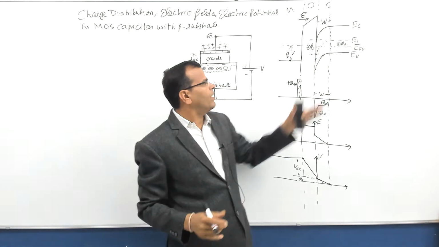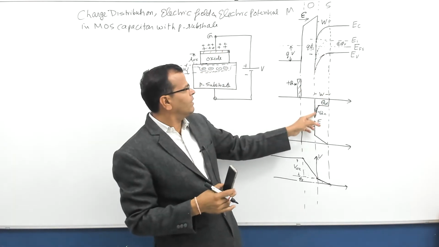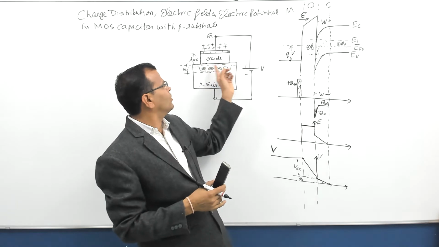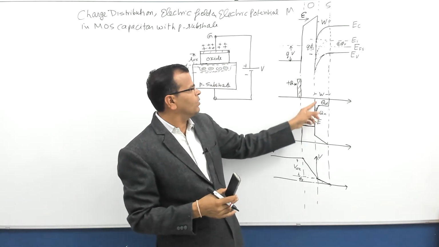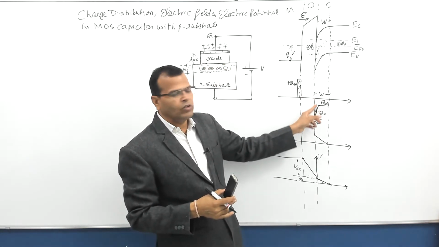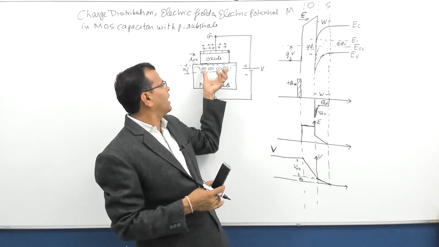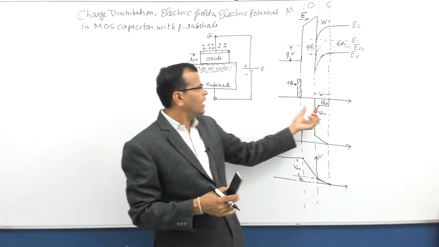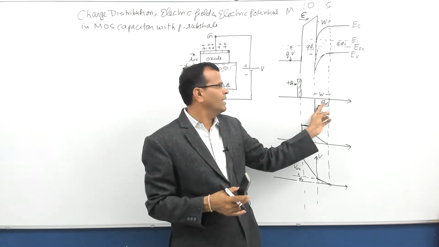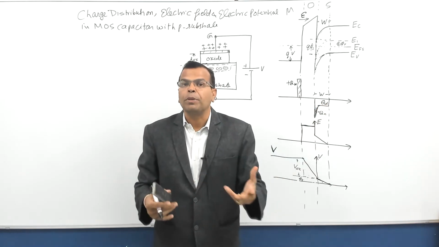So in the depletion layer, I have the negative charge, that is free electrons at the interface, because of which I have a spike in the negative charge. Then I have the negative bound charges in the depletion region. QD stands for the charge in the depletion region.